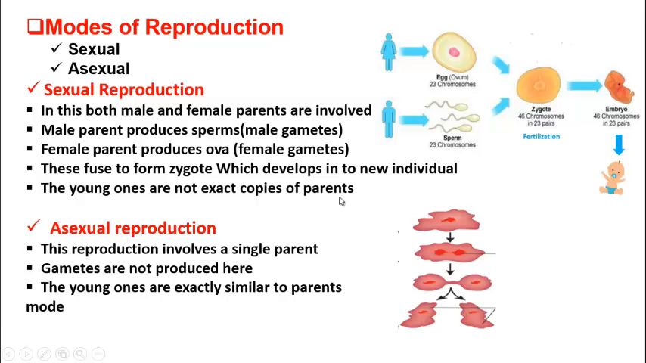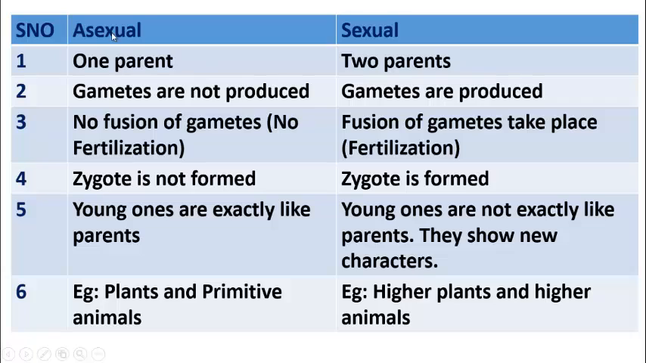Now take a fast look at the differences. Asexual reproduction, it is one parent. Sexual reproduction, here two parents. Gametes are not formed in asexual, gametes are produced in sexual. No fusion of gametes, fusion of gametes. Zygote is not formed, zygote is formed. Young ones are exactly like parents, they are not exactly like parents, they show new characters. Got it? Now where do we find asexual reproduction? It is seen in case of lower plants and primitive animals. Sexual reproduction is seen in higher plants and higher animals. Got it, students? So I hope you understood the differences well.